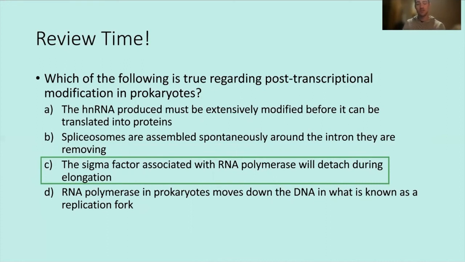The sigma factor associated with RNA polymerase will detach during elongation, which is true, like we just spoke about. Remember, when it starts elongation, it does not need the sigma factor anymore. So the sigma factor dissociates, and it won't associate with it again until it needs to attach to a new DNA molecule.